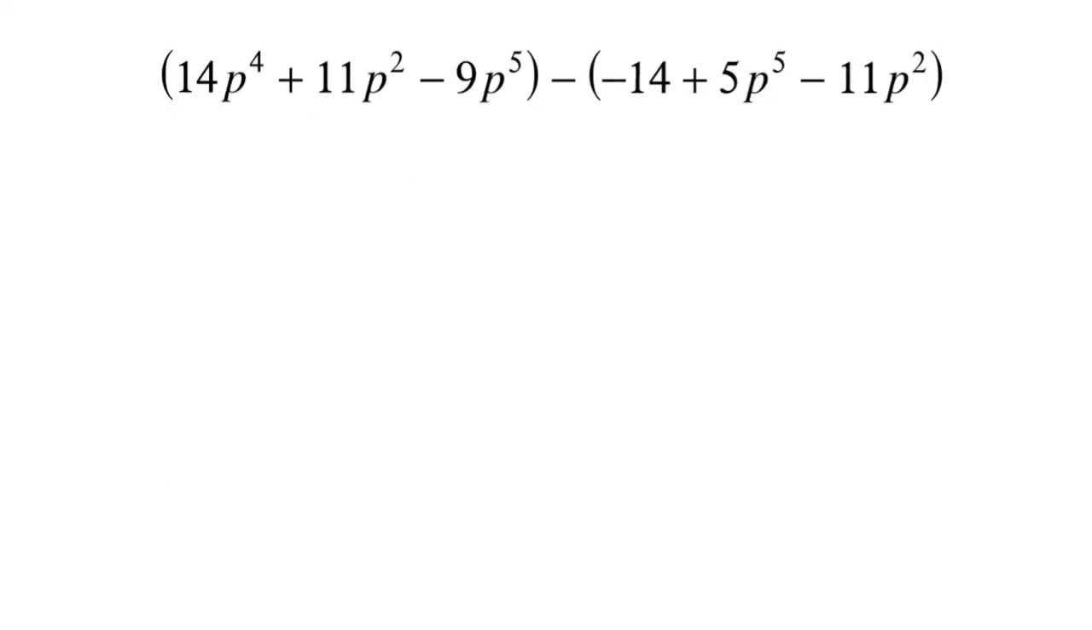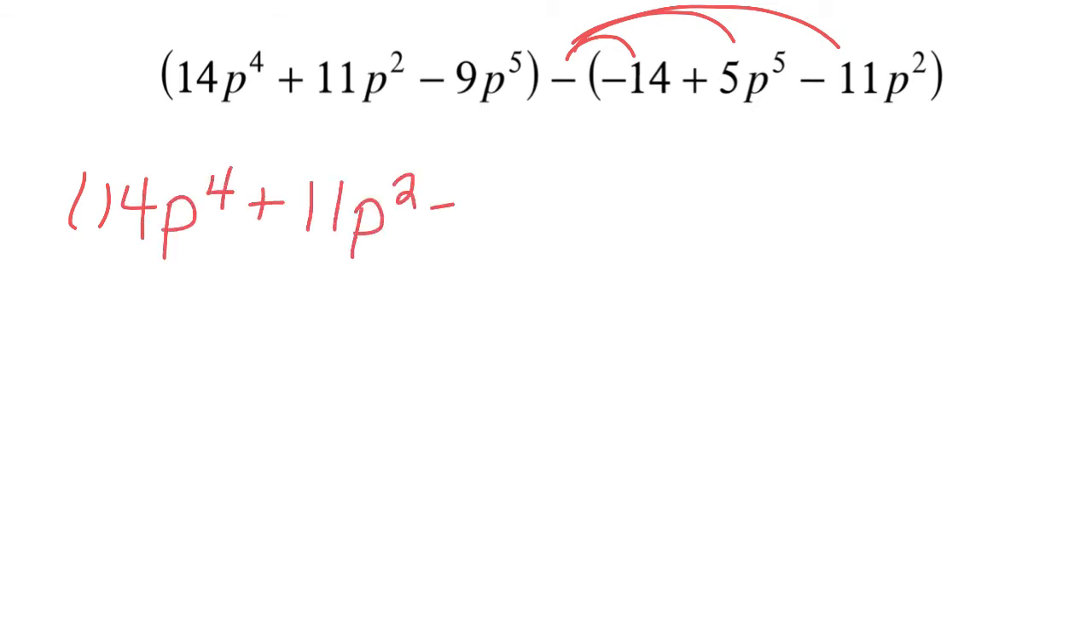This is our last example for the notes. On this one, I am going to distribute out the sign. If that's not what you want to do, you don't have to. I need you to find out what works for you. So I'm going to bring down my 14p to the 4th plus 11p squared minus 9p to the 5th. And now this is going to be addition. A negative times a negative is a positive.